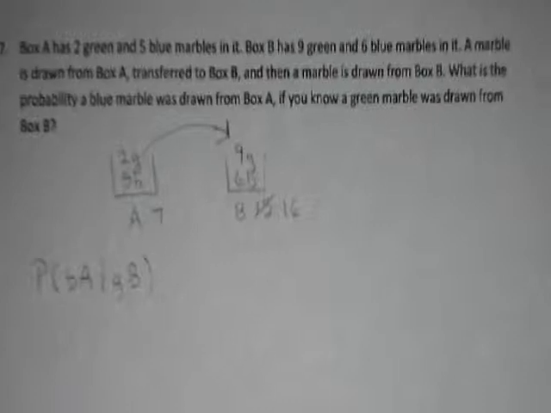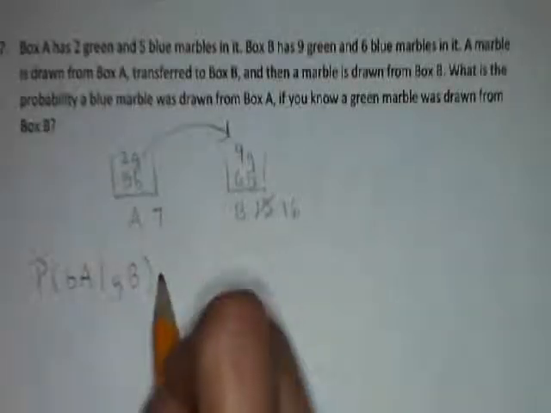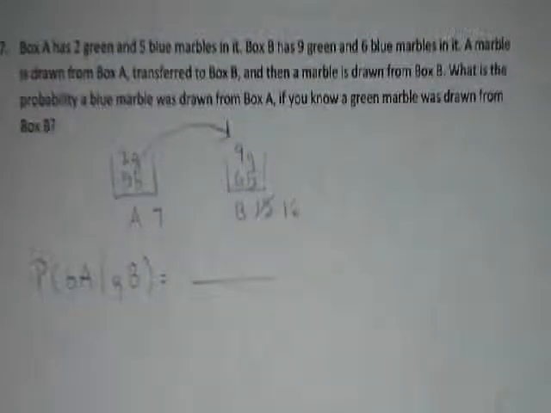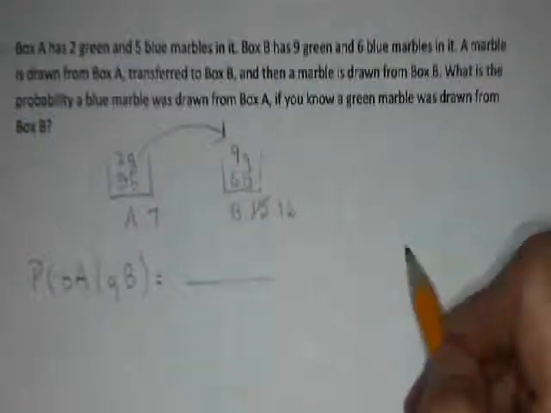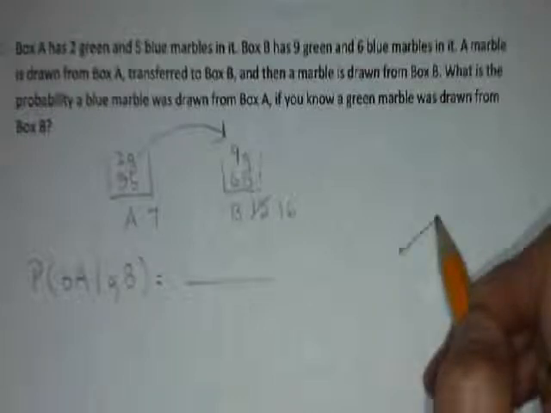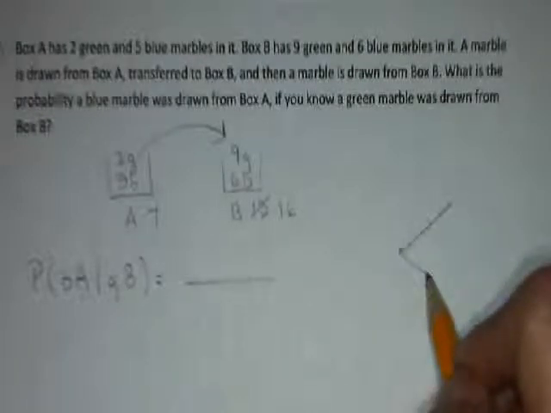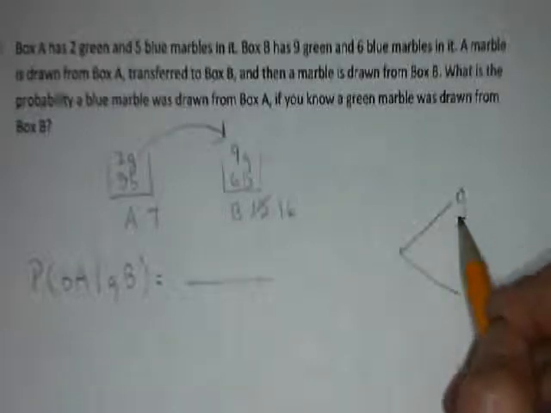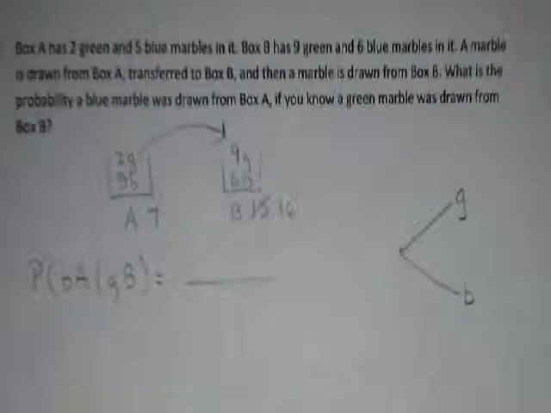And so, in order to figure out the parts of the fraction for Bayes' theorem, I'm going to construct a tree. My tree is going to have two basic events. The first event is going to be drawing the marble from box A. And that event can have two outcomes. It can either be a green marble or a blue marble.